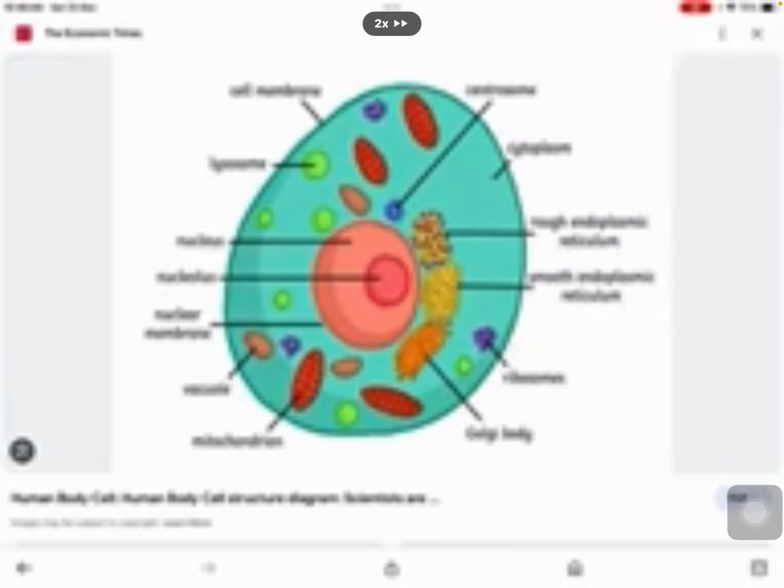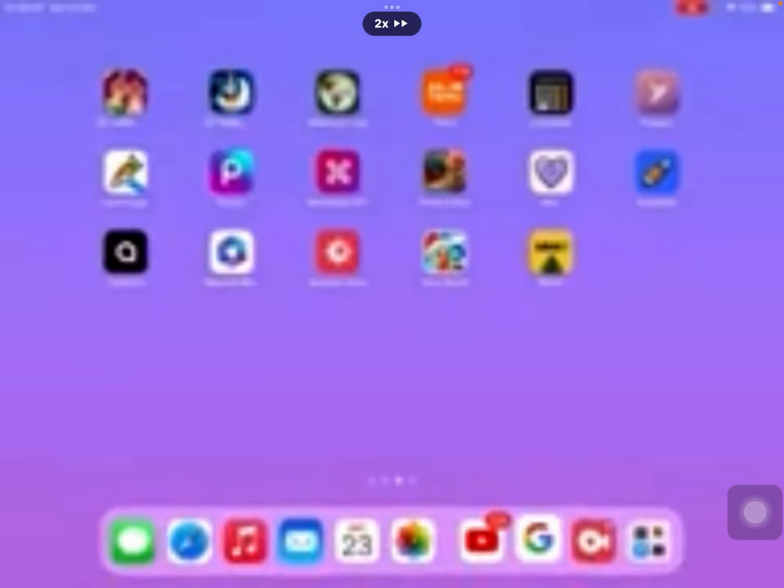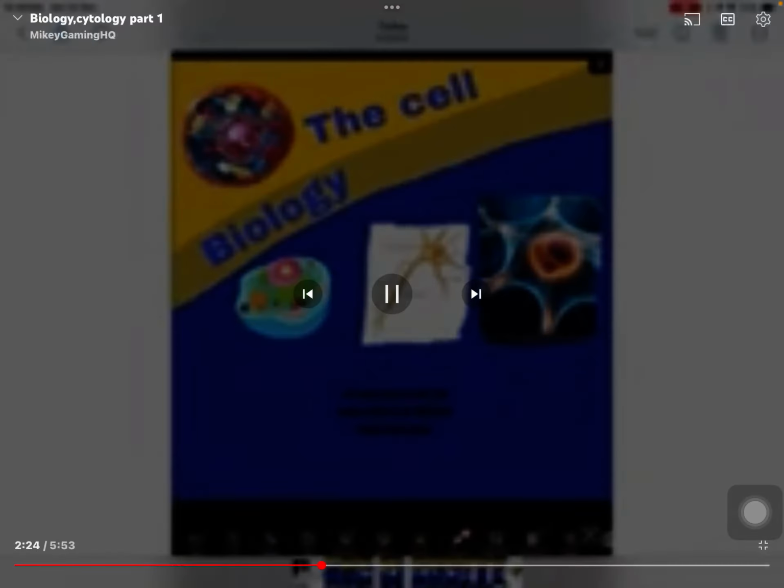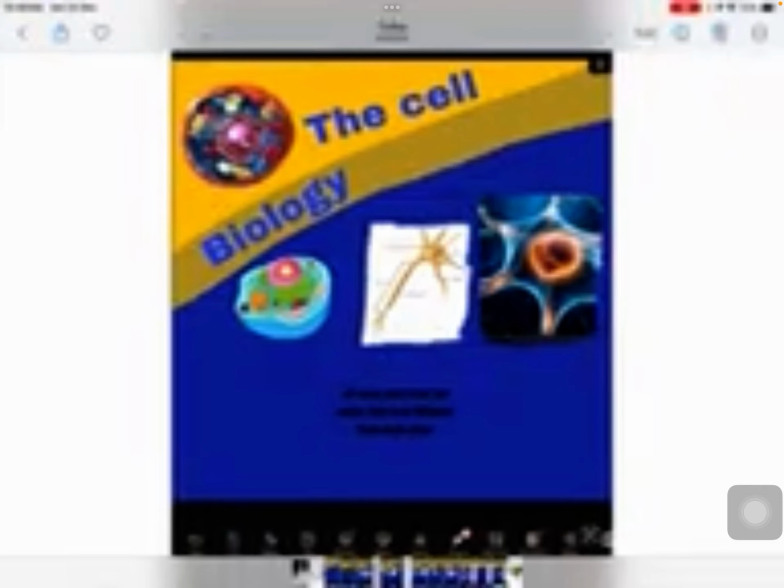Do you think all cells look the same? No. If you say yes, then you're wrong, because all cells look different. These cells are all in our body and they look different. This is the nerve cell. Find out yourself which is the nerve cell. I'm not gonna tell you.